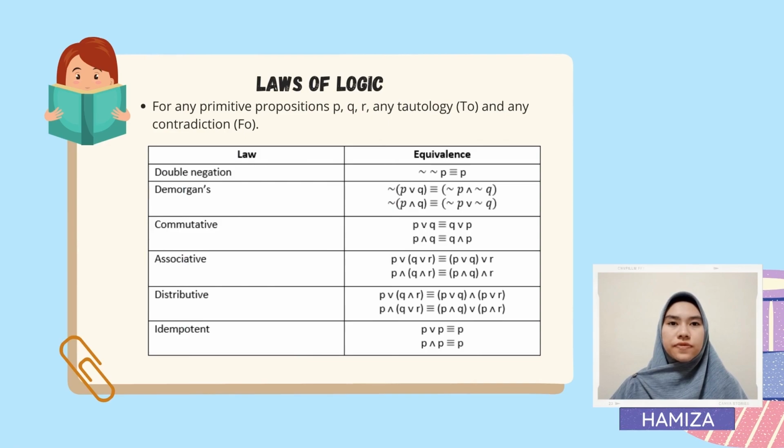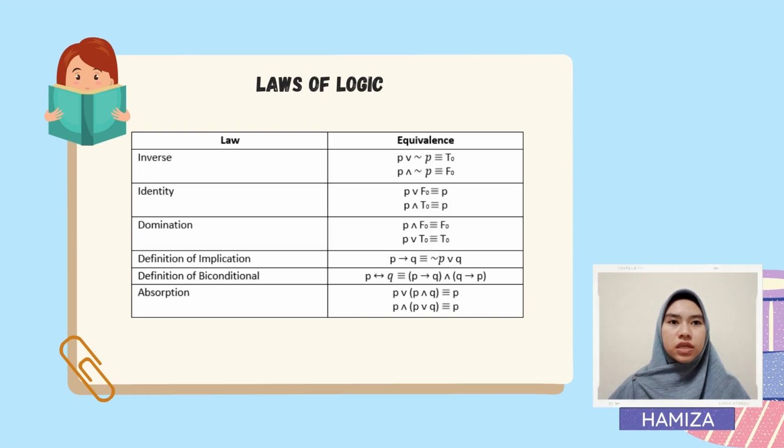Laws of logic are used for any primitive propositions P, Q, R, any tautology, T0, and any contradiction, F0. For double negation, we use it when we have two negation symbols. For De Morgan's, we need to multiply the negation symbol into the bracket and the operator will change. For commutative, we need to change the place between the propositions. For associative, we use it when we have the same operator. For distributive, we use it when we have different operators. And for idempotent, we use it when we have the same proposition.